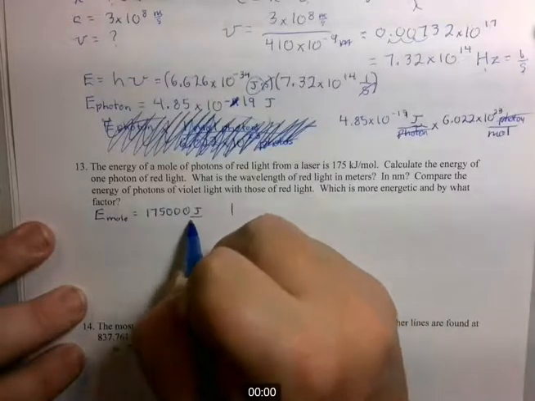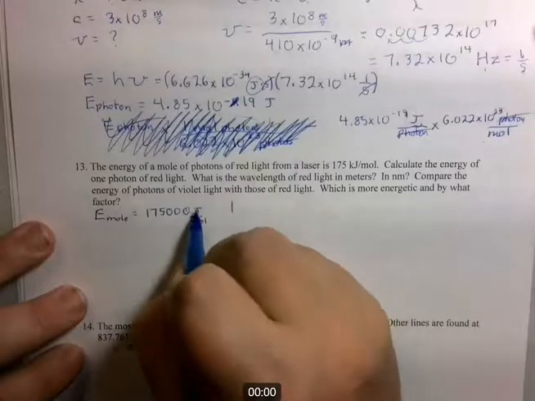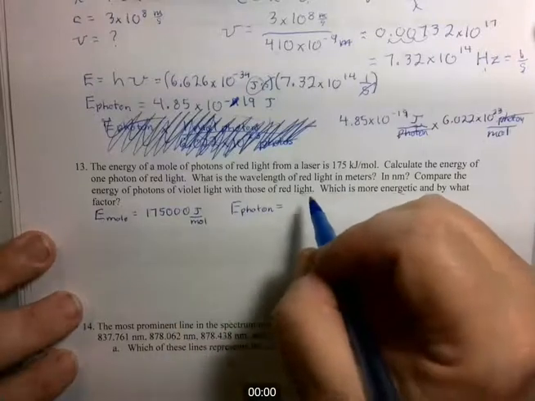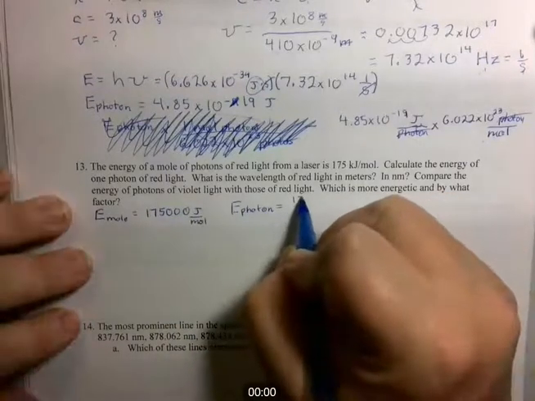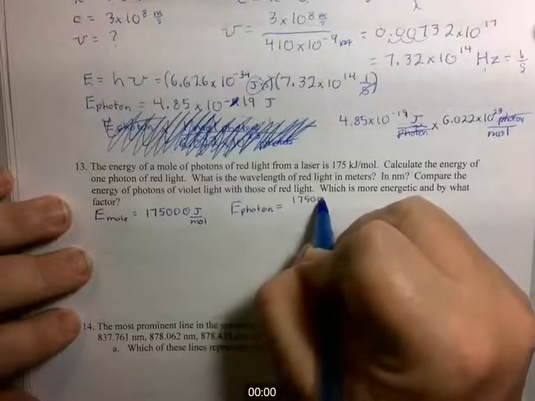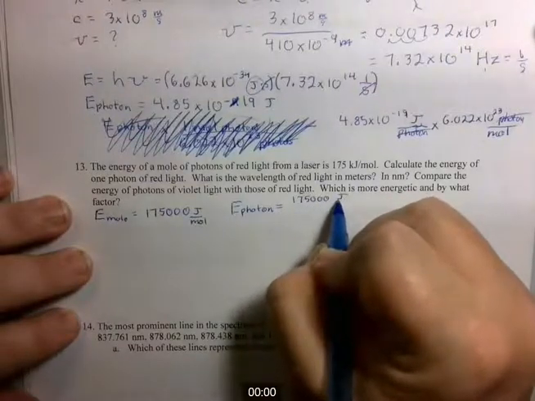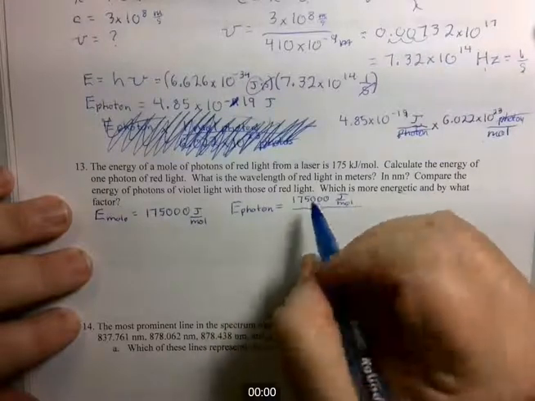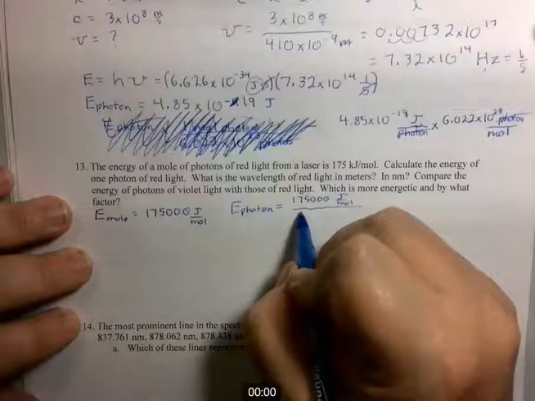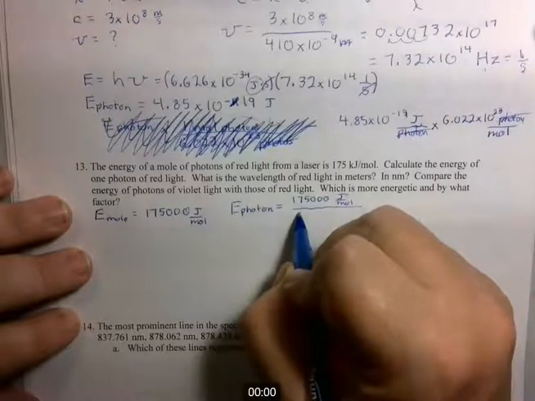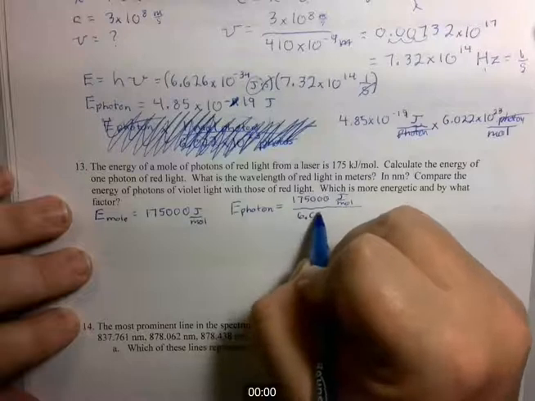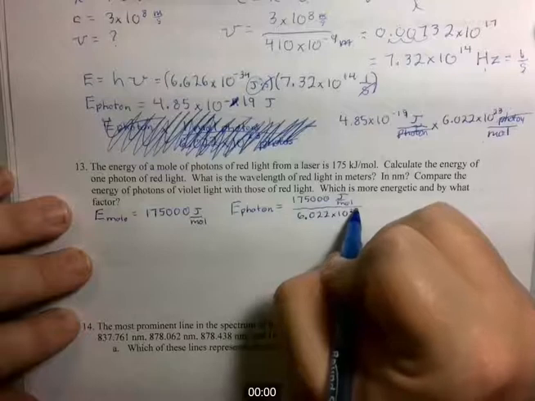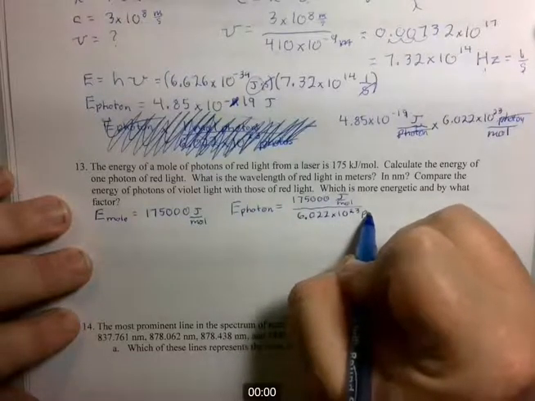And that's joules per mole. Let's go ahead and write that. That's how many joules are in a mole. So energy for a photon equals 175,000 joules over moles, and that's going to be over 6.022 times 10 to the 23rd photons per mole.